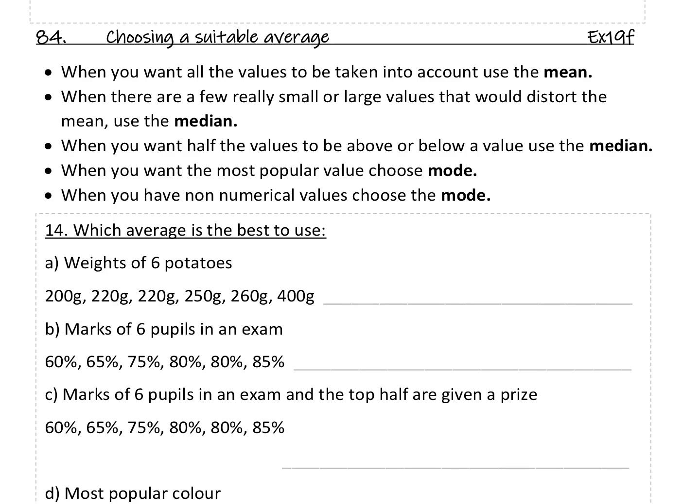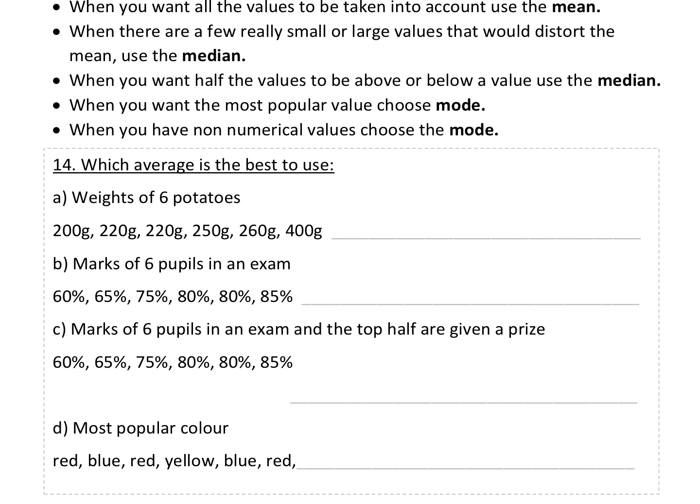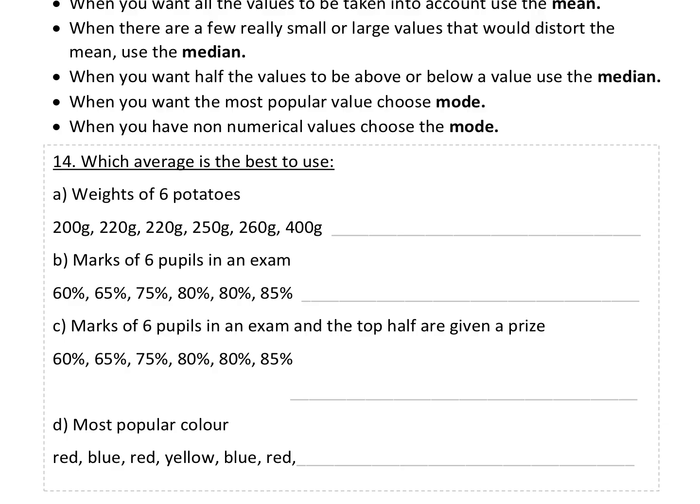In this video, we're going to look at choosing a suitable average. If you're revising, you can pause the video and have a go at those 4 questions.